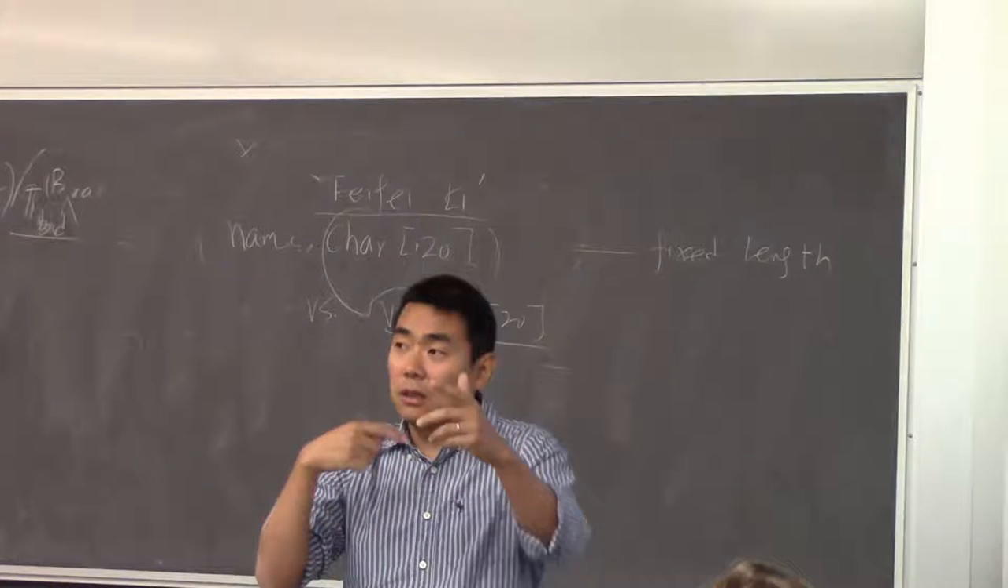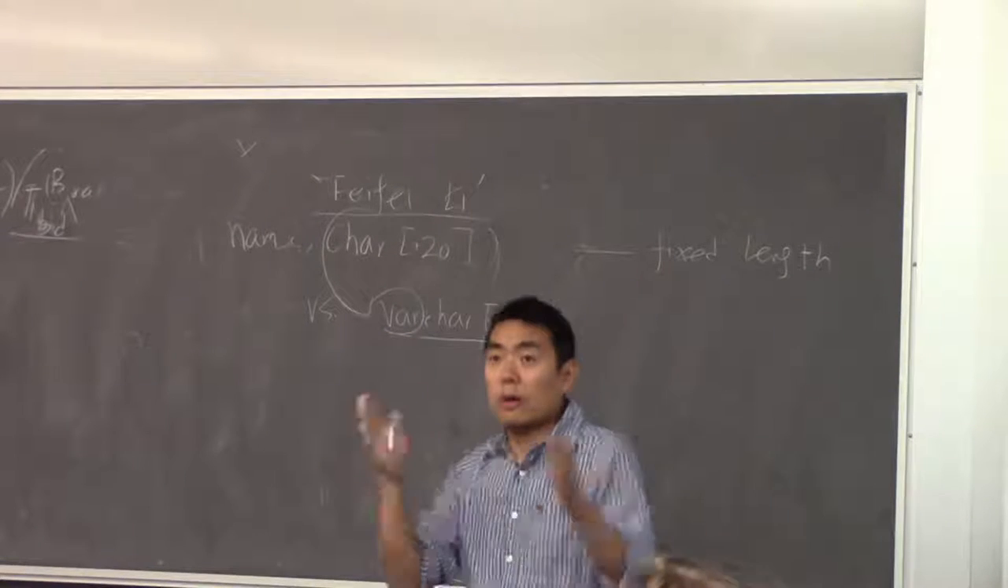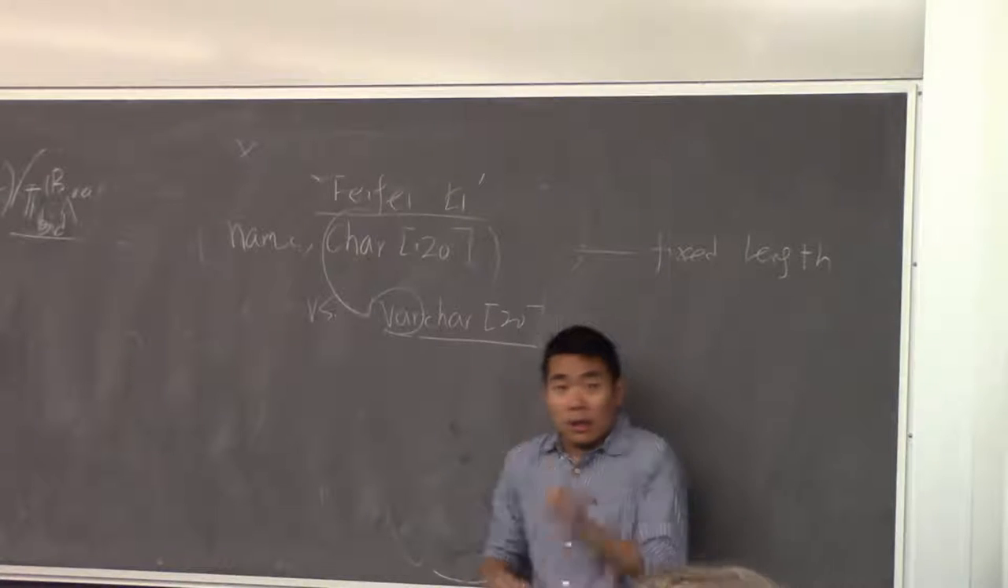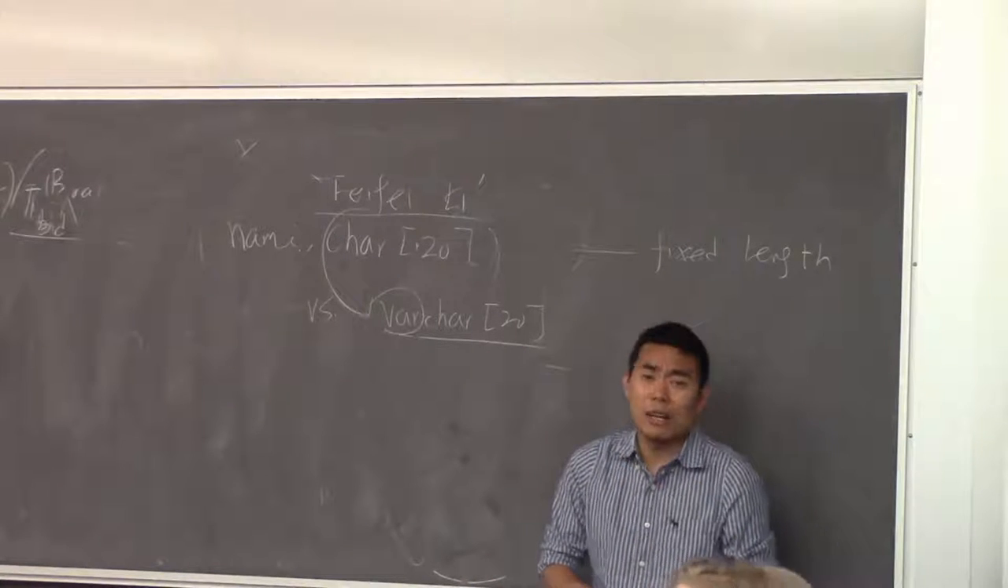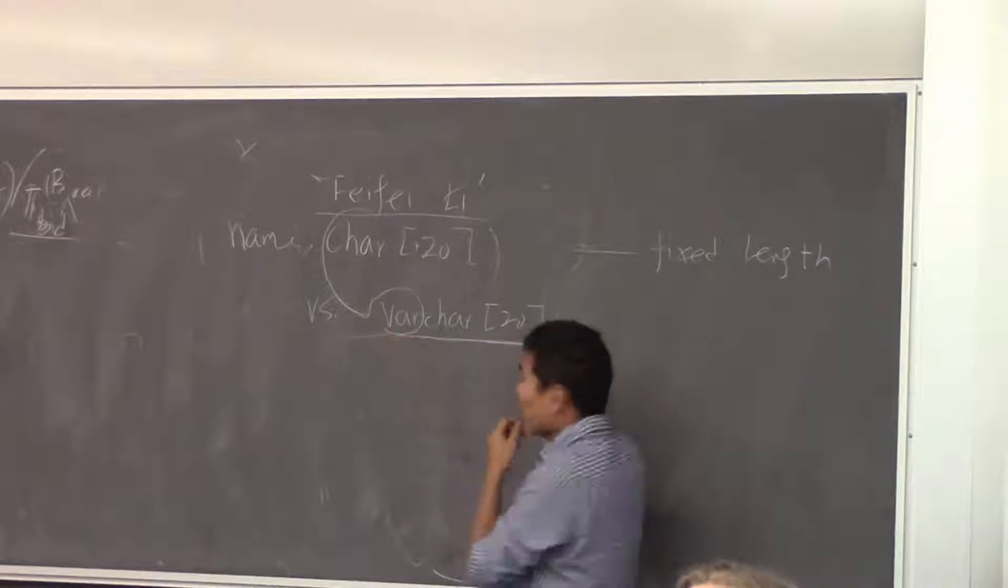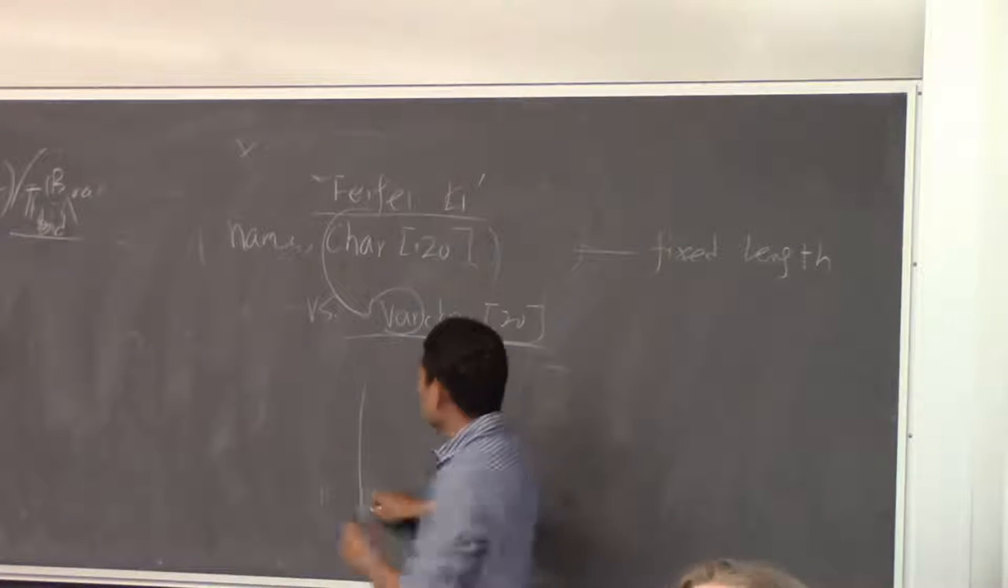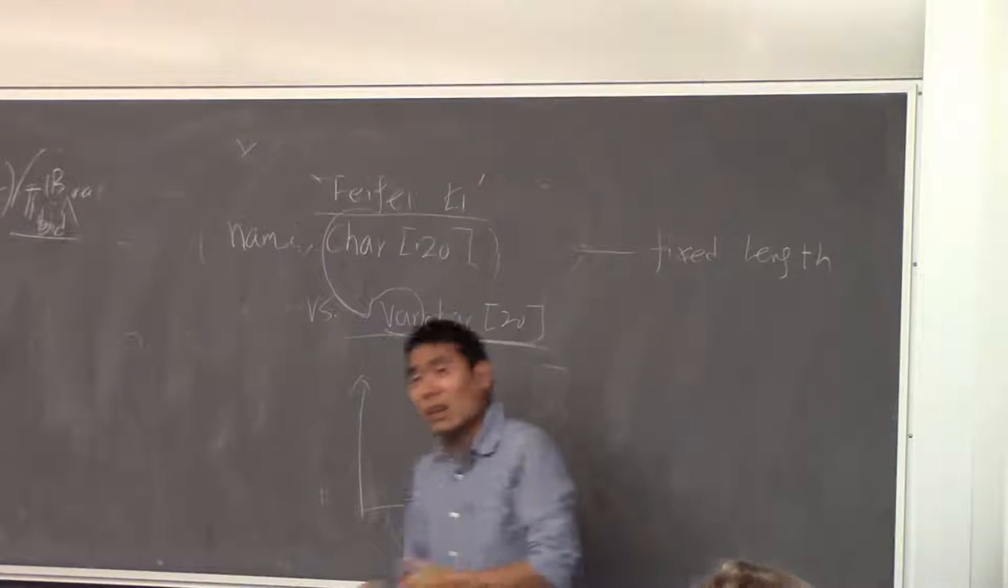In the second option, then you see no difference between the two. They all occupy 20 bytes. You may wonder why this matters. Sounds like this is always a good solution. Why? Because take name as an example.